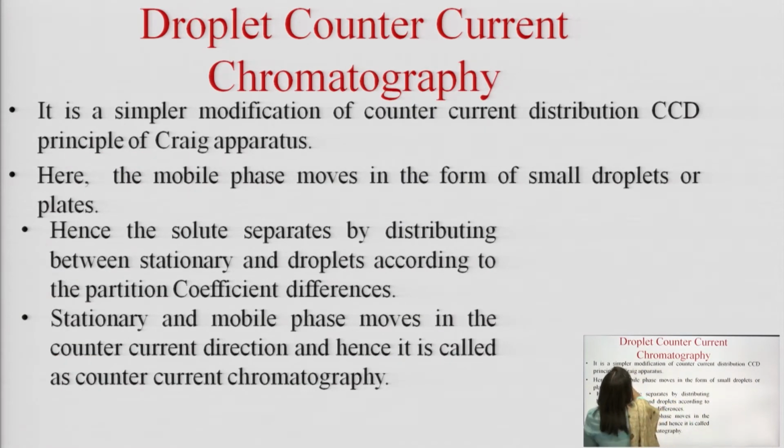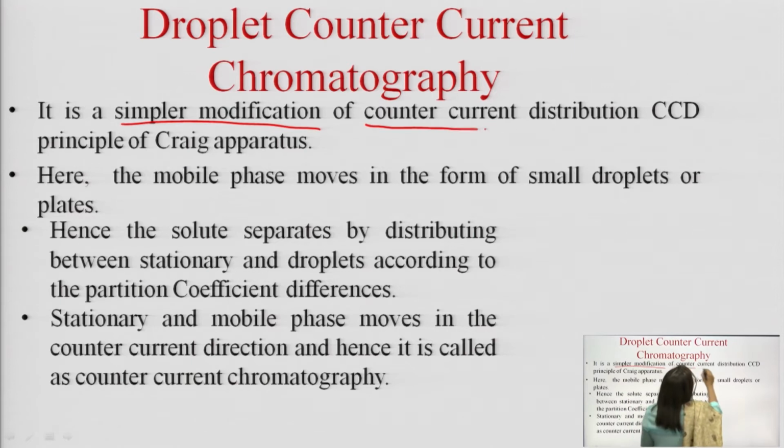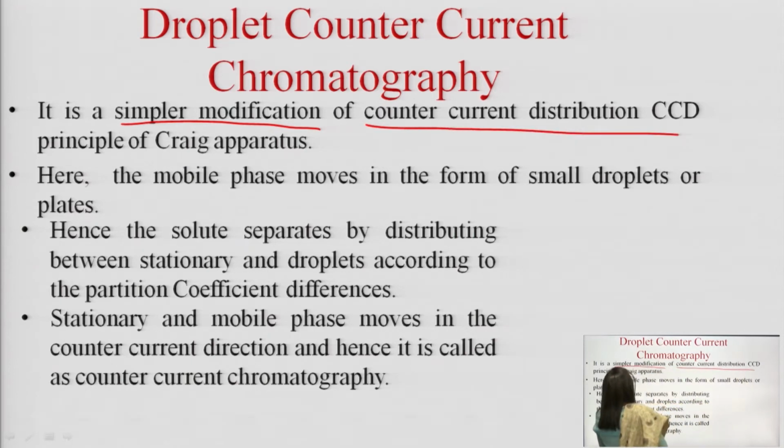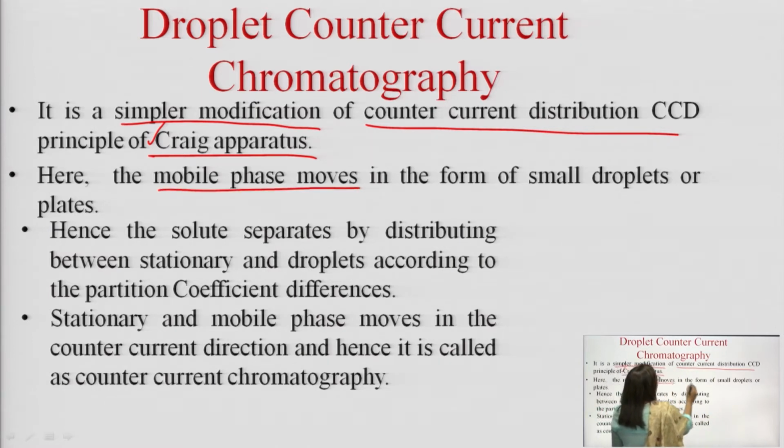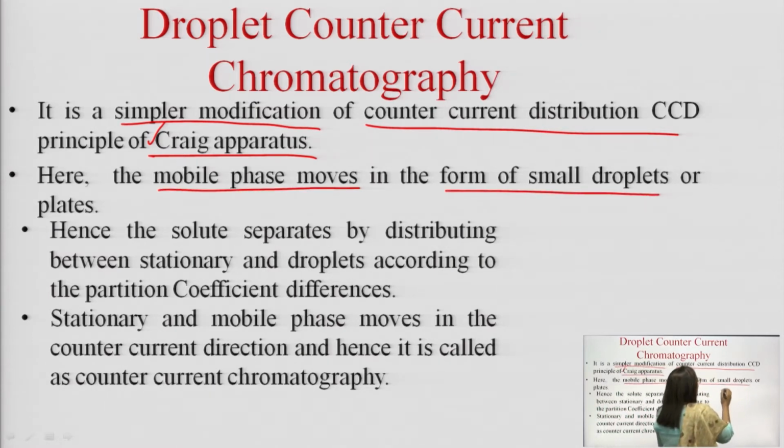It is a simpler modification of counter current distribution, that is CCD, principle of chromatography, which was developed by Craig, and the apparatus that was utilized by him was called Craig's apparatus. Here the mobile phase moves in the form of small droplets. Unlike the CCD, in Craig's apparatus only there were two liquids, upper layer and lower layer, which were mixed, and then the separation took place due to partitioning.